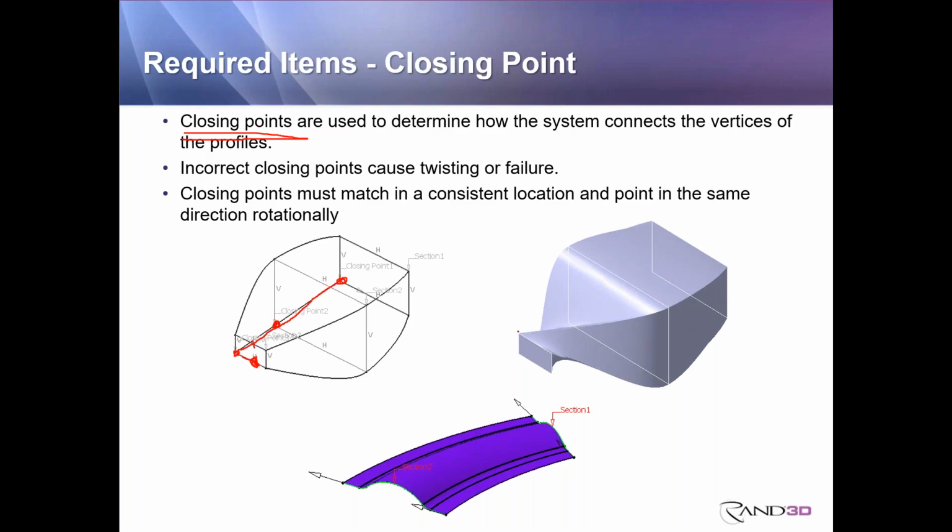So if my closing points were mismatched, if I had one here maybe at the top, one over here, and then one over here, I would get a twist as it created the feature. So you do have to pay attention to them. The closing points must be in a consistent location, and they also must point in the same direction rotationally. There will be an arrow that comes up with this. Now this arrow could either point to the right, it could point to the left, it could point up, or it could point down.